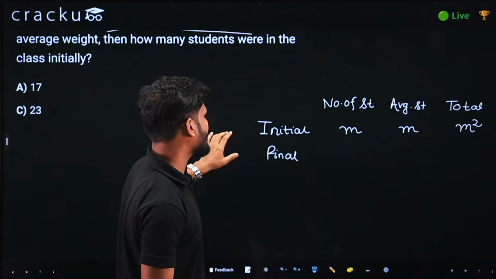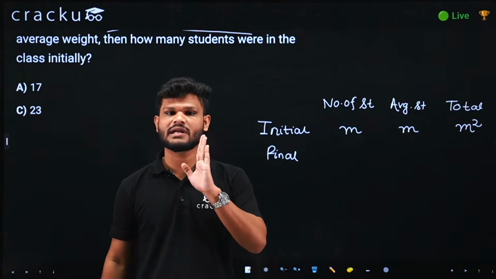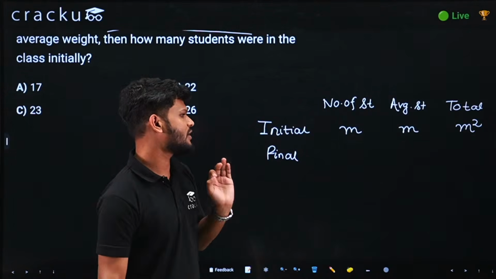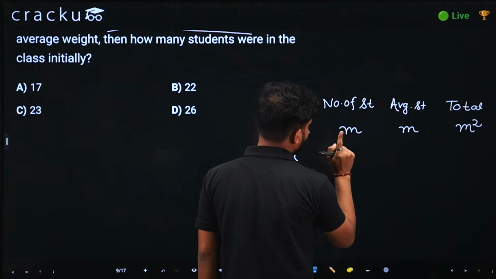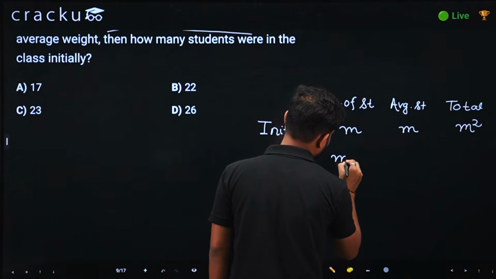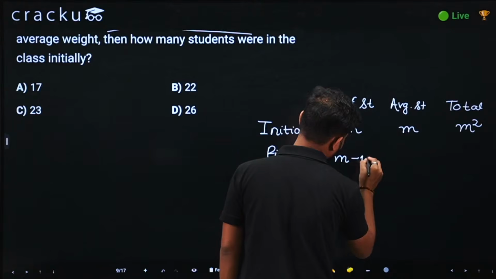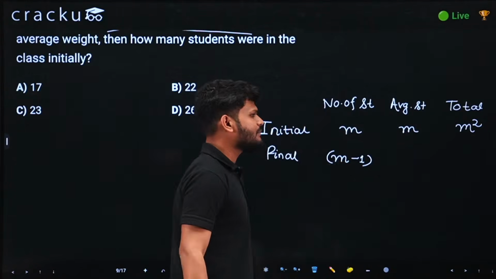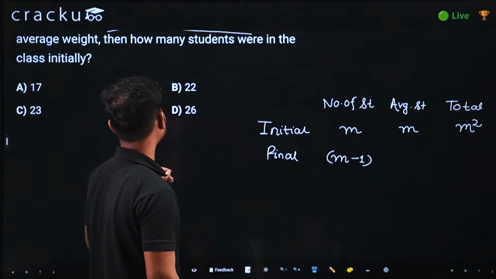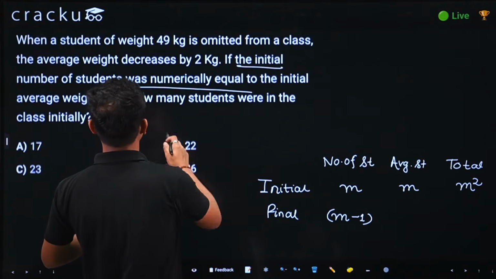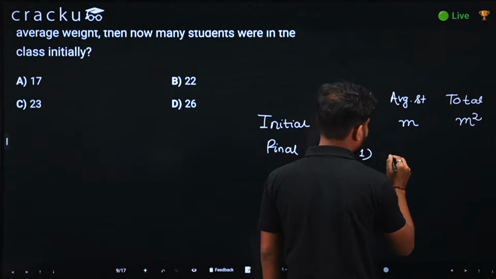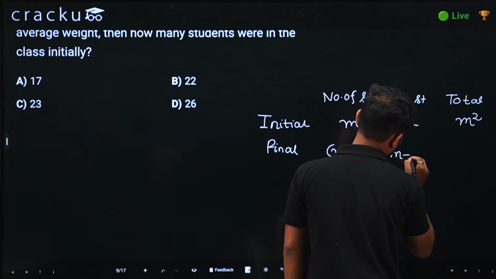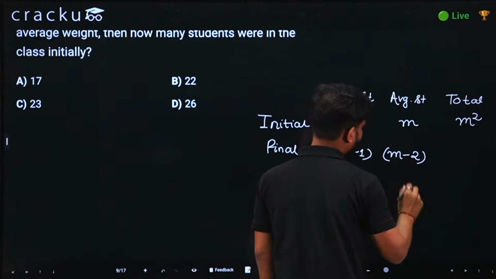Now what happened? We omitted or removed one student whose weight was 49 kg. So how many students did we remove? We removed one. So now the number of students is m minus 1. Because of that, the average weight of the class decreased by 2 kg. So the average weight became m minus 2, right?